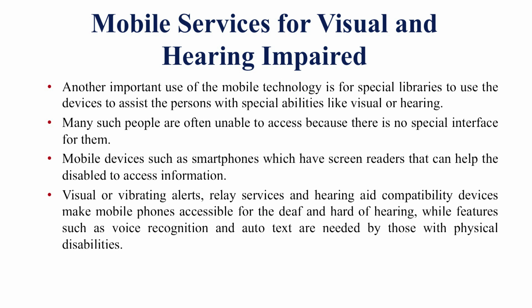Mobile devices such as smartphones have screen readers that can help the disabled to access information efficiently and effectively. Visual or vibrating alerts, relay services, and hearing aid compatibility devices make mobile phones accessible for the deaf and hard of hearing, while features such as voice recognition and auto text are needed by those with physical disabilities.